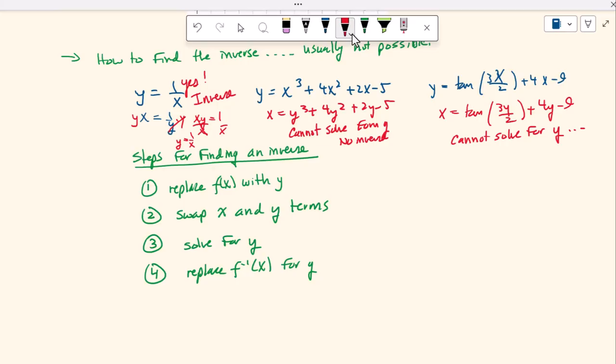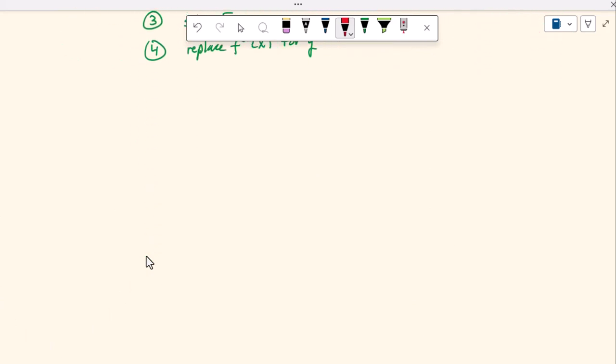And I shouldn't say there's no inverse. I'll say no inverse easily found, meaning I can't find a function that describes the inverse. I could just plot a lot of points and I could get a picture of it, but I can't figure out what it would look like. So no inverse easily found here either. So let's look at some functions and use these 4 steps to find the inverse of them.